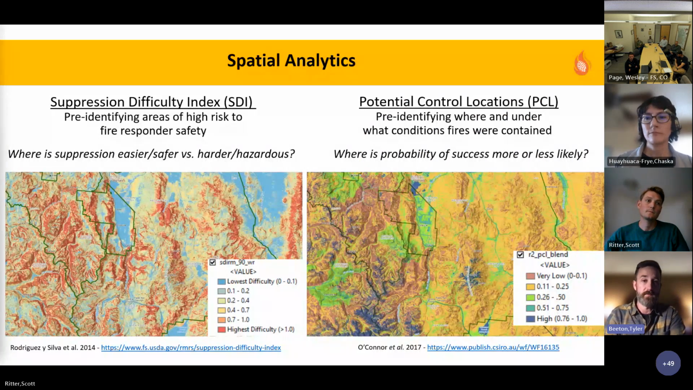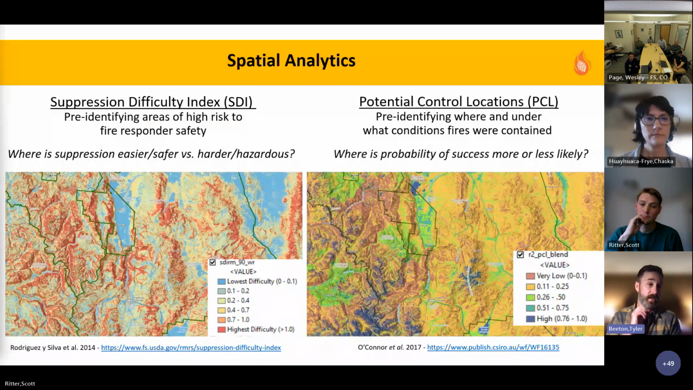I'll just introduce these briefly because I know Scott's going to go into a little bit more detail. But as I mentioned before, pods leverages that local knowledge and expertise, and it incorporates some spatial analytics. Namely, the two that we use the most are the suppression difficulty index, which is the map or figure there on the left, and the potential control locations, which is the figure on the right. The SDI, or suppression difficulty index, is essentially highlighting areas across the landscape where it's easier or safer to operate versus where it's harder or more hazardous. So it identifies those areas that are of high risk to fire responder safety.